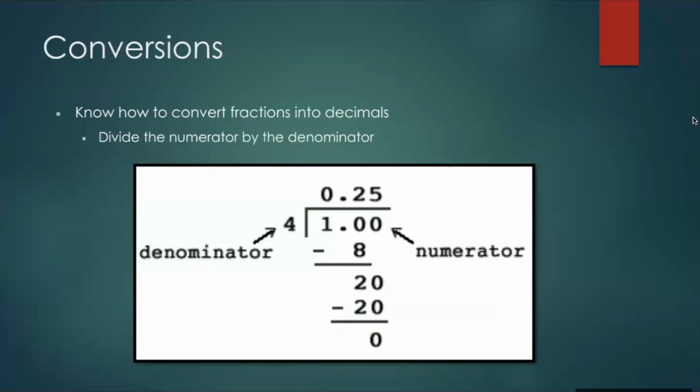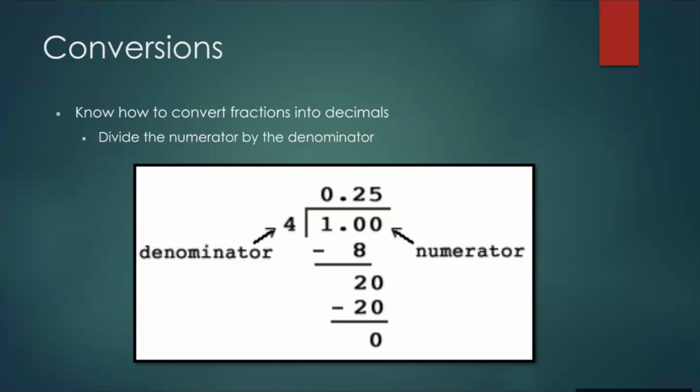Ready. So next is conversions. We must know how to convert fractions into decimals. You do this by dividing the numerator by the denominator. For example, if we had a fraction that was 1.00 over 4, our numerator being 1.00, fraction bar, and then our denominator being 4, this is how we would solve this. You put the 1.00 on the inside of the division bar, and on the outside we put the 4, which is the denominator.